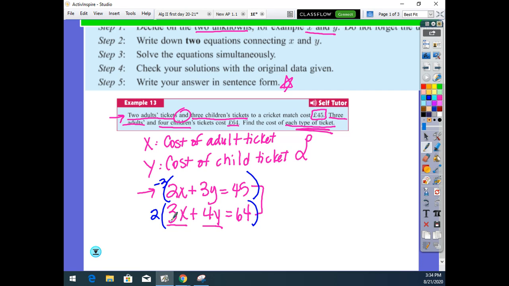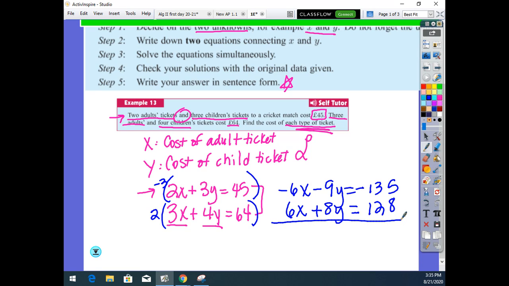So distributing -3 through the top gives me -6x minus 9y equals -135. Distributing 2 through the bottom, +6x plus 8y equals 128. Now I can combine my equations together, adding my 2 equations. The x's cancel. -y equals -7. Watch your negatives.